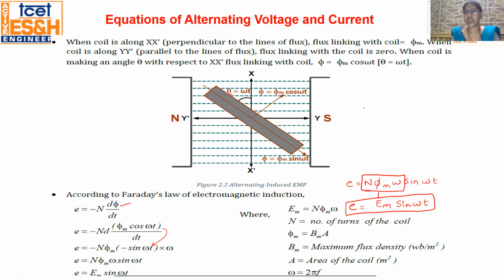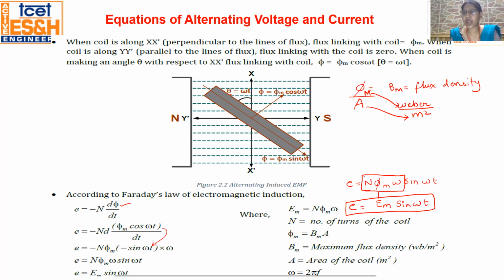Clear? Now we can also write, this is the flux. When the flux is maximum and we divide it by the area, it is known as flux density. The unit of flux density is Weber per meter square. Weber is the unit of flux only, and the unit of area is meter square. So this is the flux density.